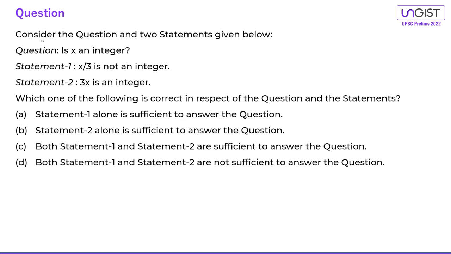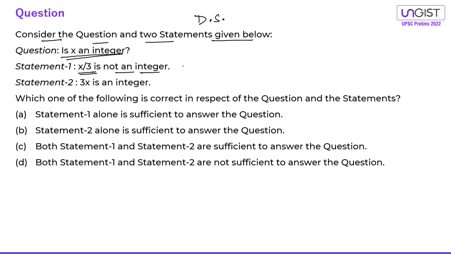Next question says, consider the question and 2 statements given below. This question belongs to the data sufficiency topic. The question is, is x an integer? Now read statement number 1 alone, and when we come to statement number 2, read statement number 2 alone. So read statement number 1. x by 3 is not an integer. Guys, x by 3 is not an integer.